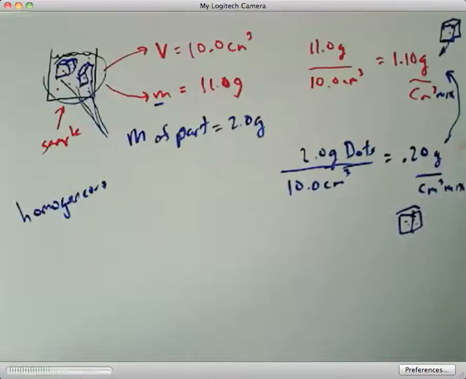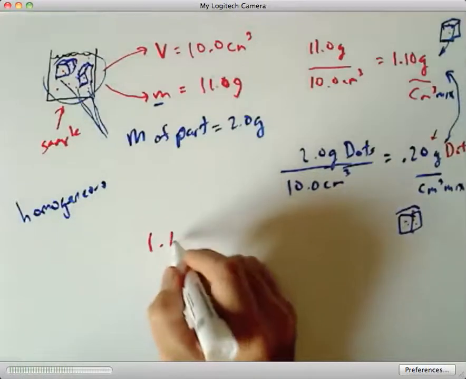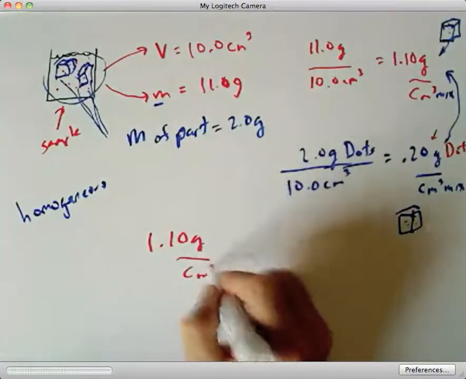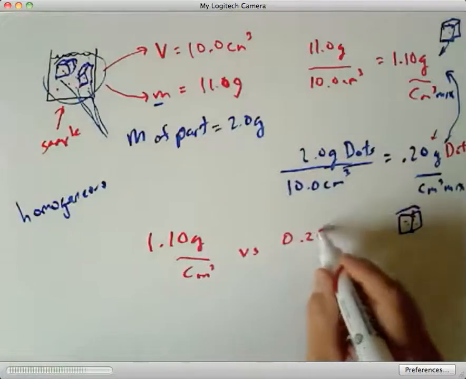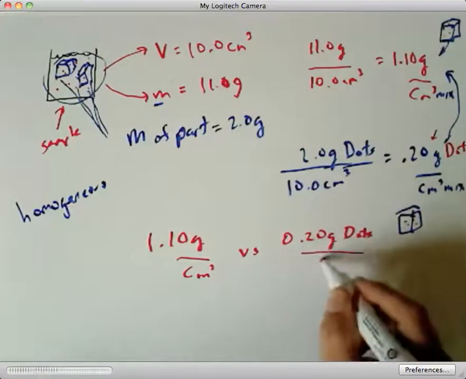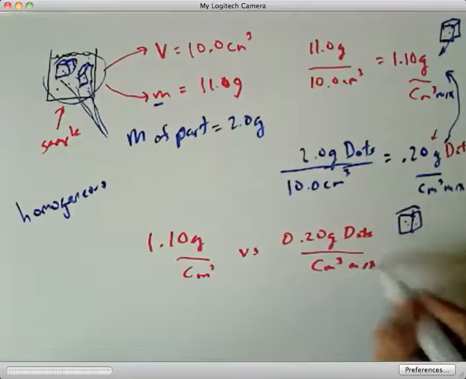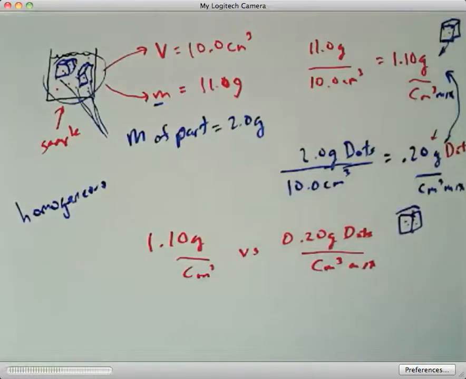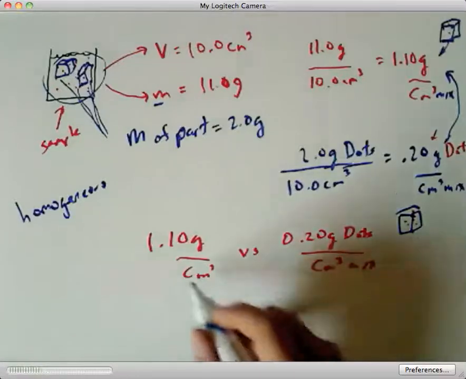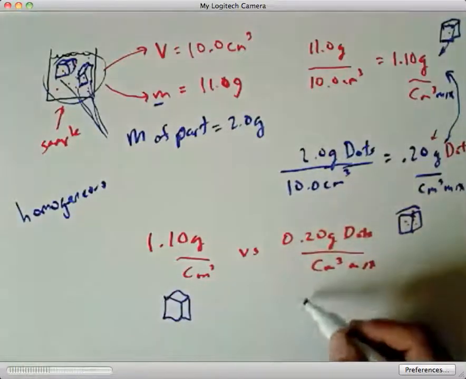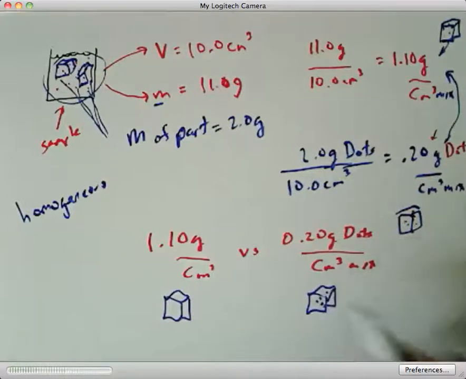So this is not a good enough unit in the numerator, because 2.0 grams or 0.20 grams, I can't tell that that's the dots rather than the entire cube. So I'm going to have really specific labels, and that's 0.2 grams of dots per cubic centimeter of mixture. So let's look at these two answers. 1.10 grams per cubic centimeter versus 0.20 grams of dots per cubic centimeter of the mixture. Okay, they both look like grams per cubic centimeter, but they're very, very different. This is the entire cubic centimeter, and this is just a part of the cubic centimeter that's contained within.